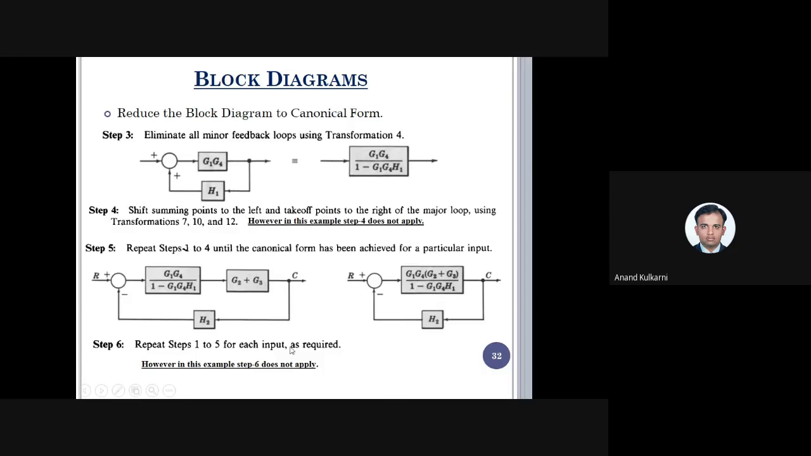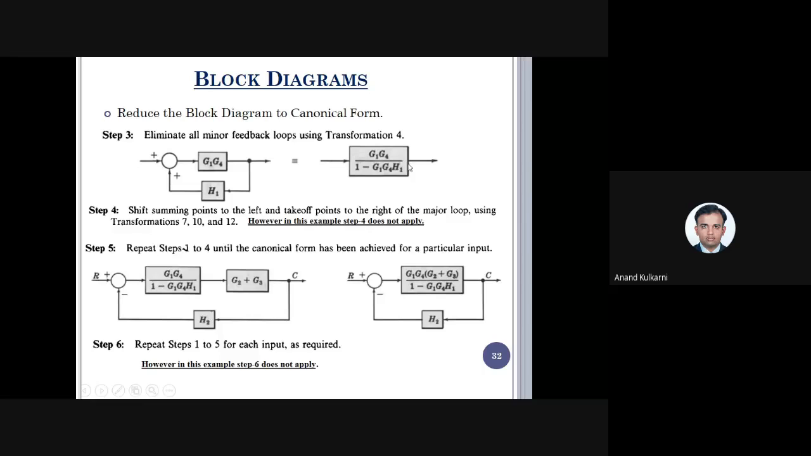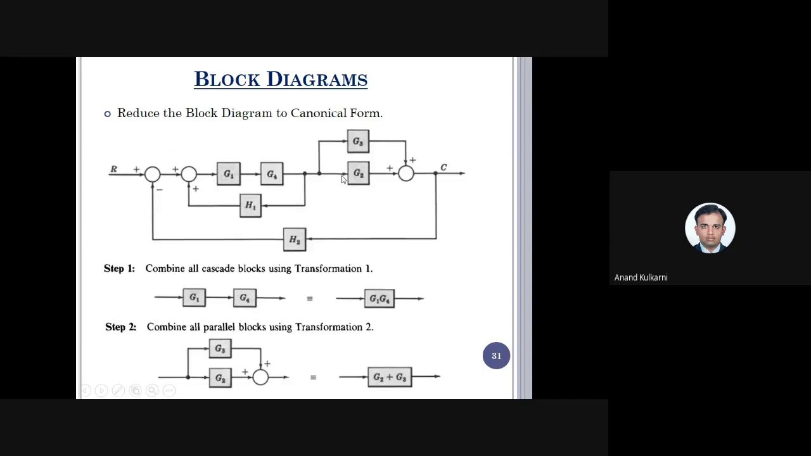Then once this is done, I have observed that this G1 and G4 which was there, and this H1, they are in a feedback loop. So I'll solve that also. G1 into G4 divided by 1 minus H1 G1 G4, that is G1 G4 divided by 1 minus G1 G4 into H1. The part which was much complex is reduced by cascading, this is reduced by parallel flow, and now this entire thing has been reduced by feedback.